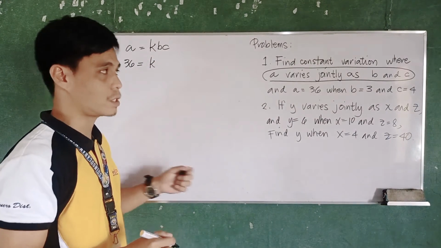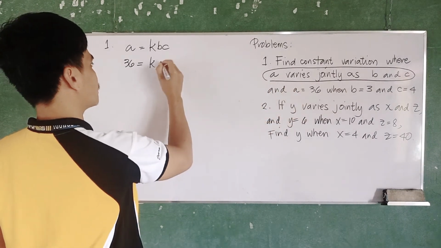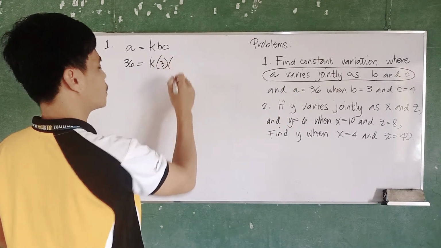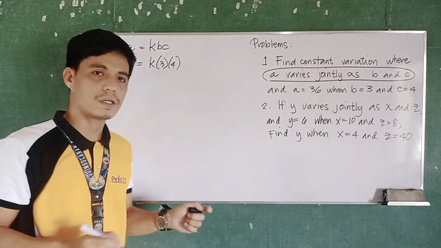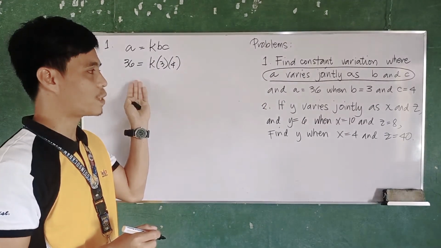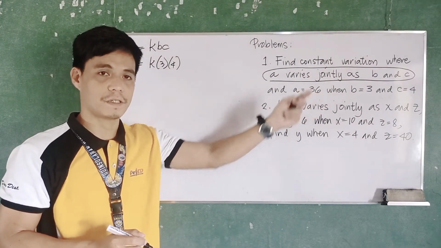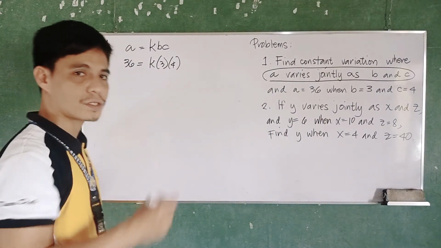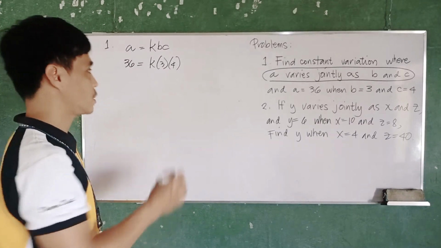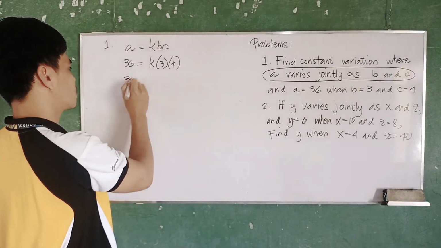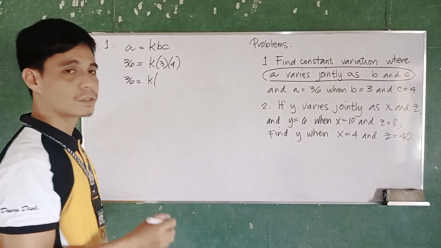Your K is missing or your constant. And your B is 3. So, this is 3. And your C is 4. Okay? So, I hope nasundan natin siya guys. Simple lang ginawa natin. We just substitute the value given. Okay? So, therefore, proceed to the process of multiplication since this is involved multiplication. So, this is 36 is equal to your K. Your 3 multiplied to 4 is 12.